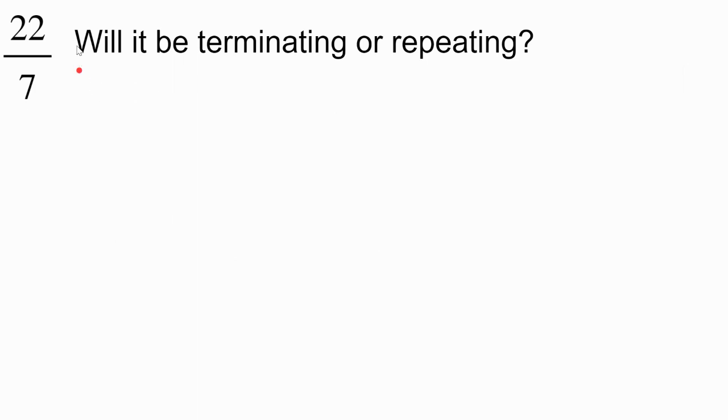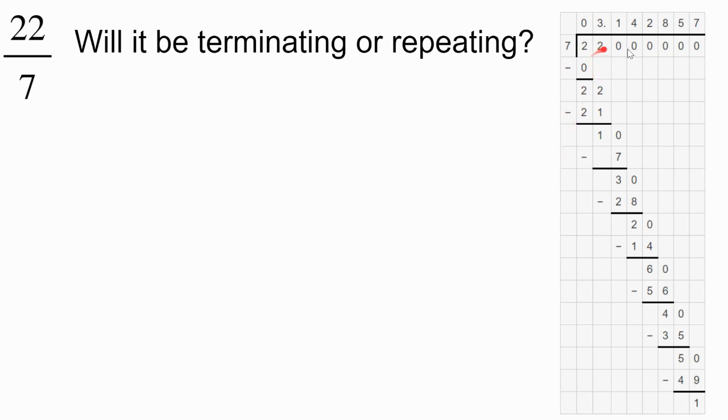Okay. 22 divided by 7, will it be terminating or repeating? So this one goes on like this: 3.14285, but it's going to end eventually. I just ran out of room. It's a really, really long decimal, but it will end.